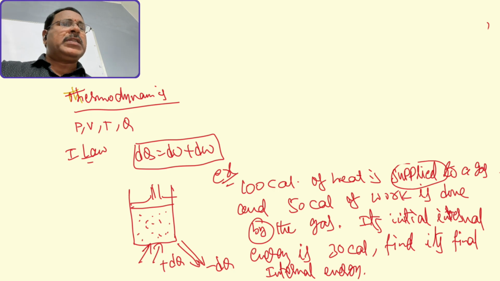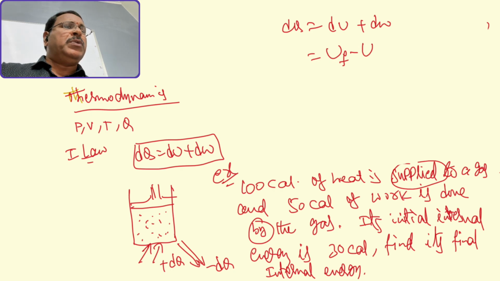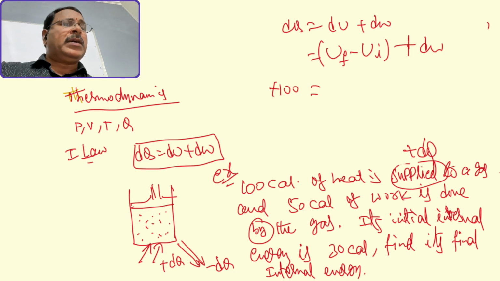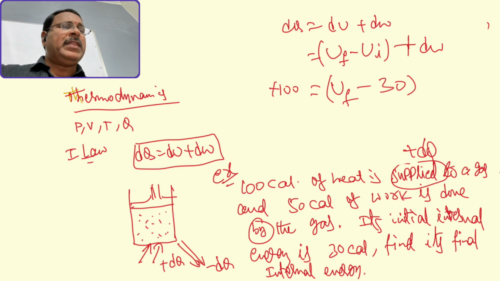So, first of all, let me write dQ equals dU plus dW. dU means U final minus U initial. We can write like this, plus dW, or plus or minus whatever it may be. dQ supplied means plus dQ here. So that is 100 calories, plus 100 we can put here. Next, U final we want now, minus U initial, which is 30 calories as given.